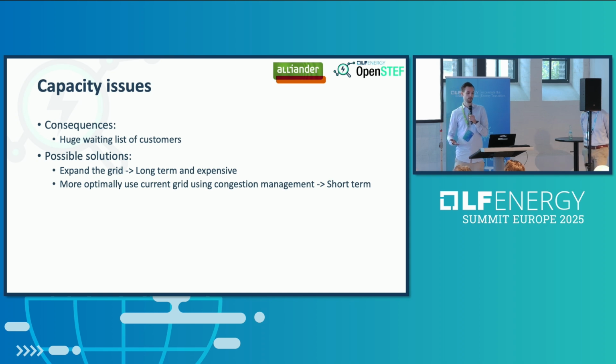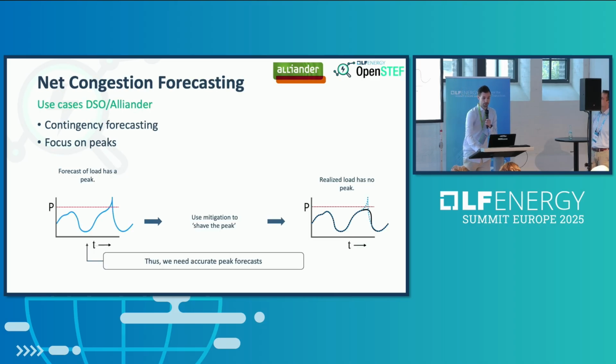One way to do that is using congestion management, and that's really a short-term solution. What we then do is we take some customers from this waiting list, and with flexible contracts, we can still add them to the grid. We ask a little bit of flexibility from them, so we can have some say at certain moments to limit the energy usage. That also brings us to the first real use case, grid congestion forecasting.